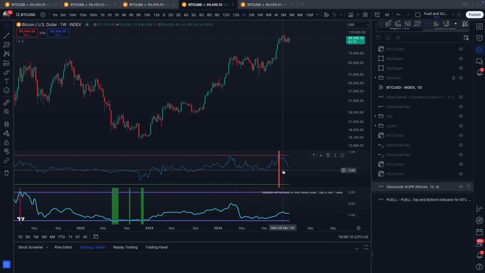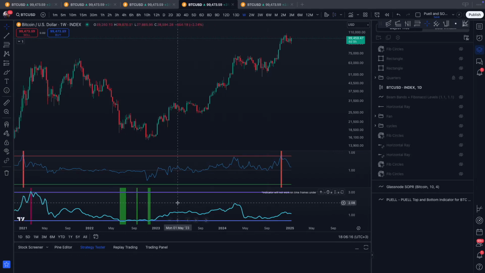I like the SOPR more than the fuel multiple, especially in this market. Although it did really catch the bottom of the market, as you can see here, it caught all the accumulation area of 15,000, all the way down from 18 to 15.